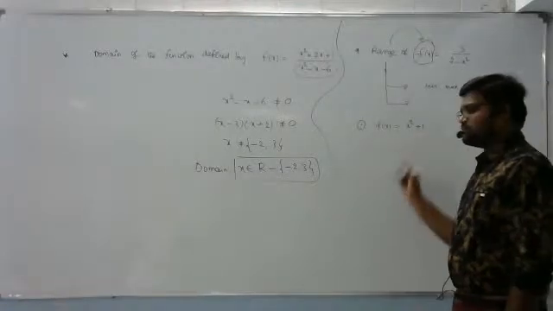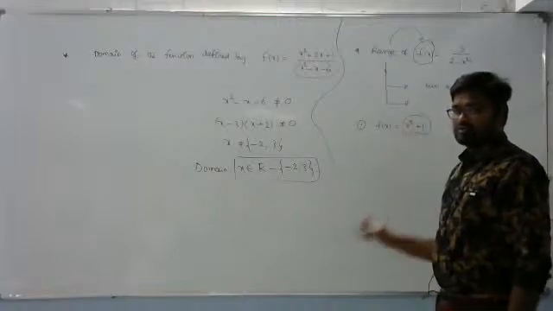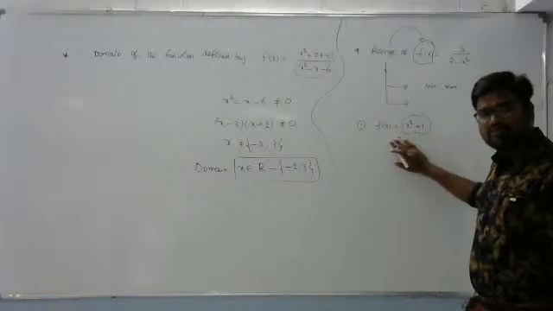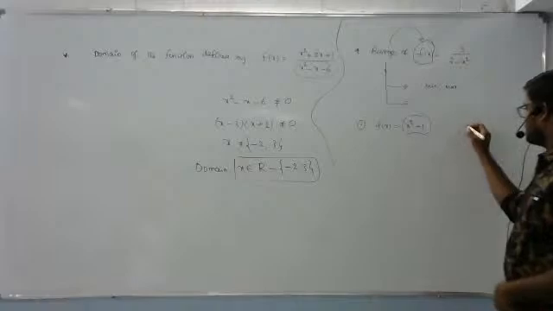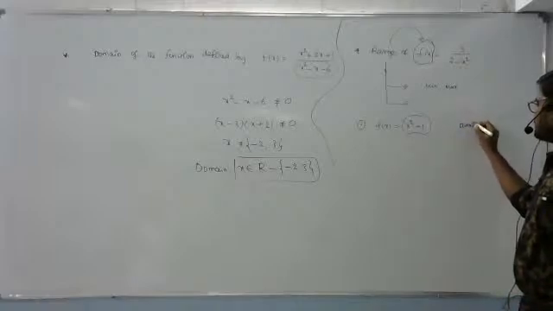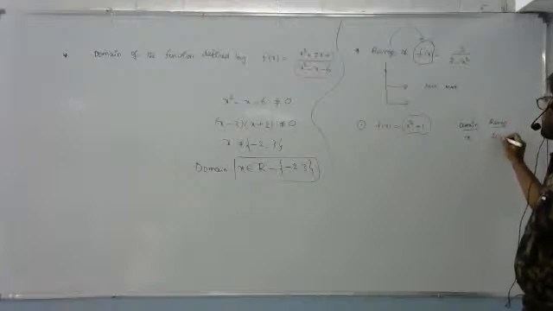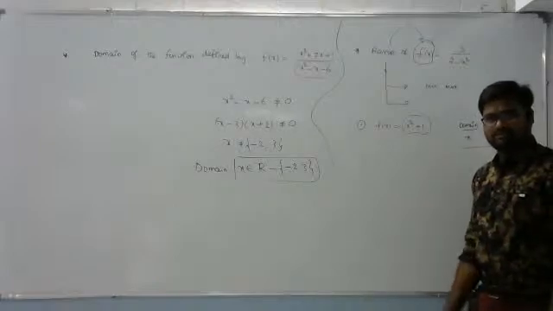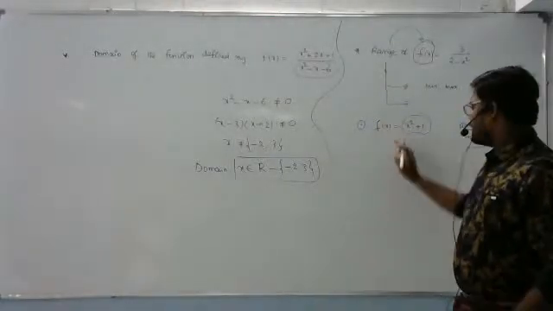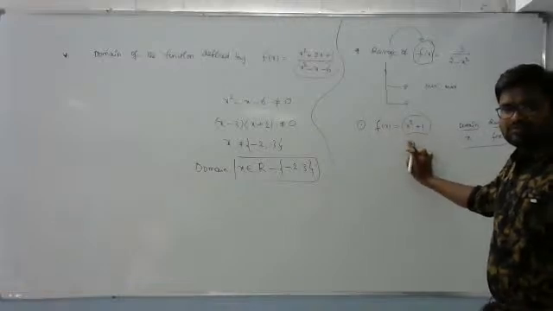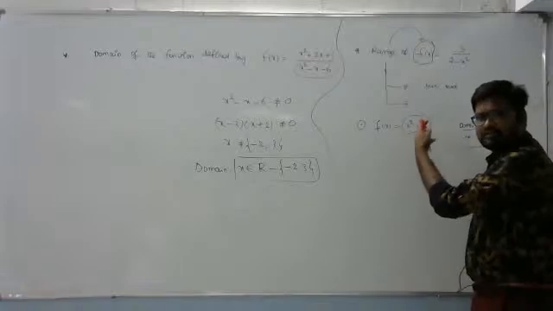So how to find the range of this one? x square plus 1. That means I have to find out the value of x square plus 1. Domain means only the value of x. Range means the value of total function. That's what I told you: domain means x values, range means set of all images, that is f of x. Do you remember that point? So that means I have to find out the values of f of x. And note, what is the domain of this one? All real numbers.